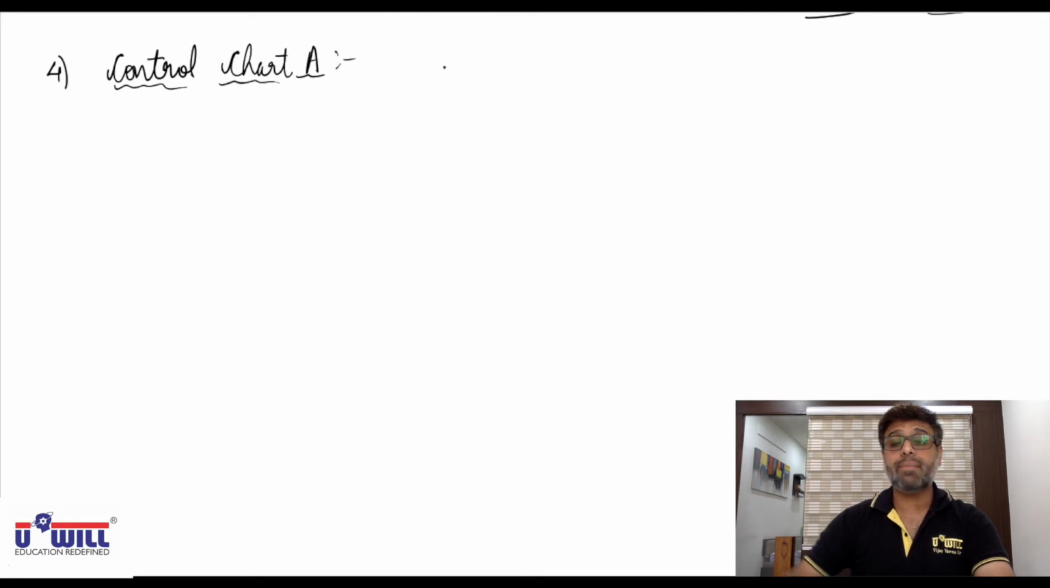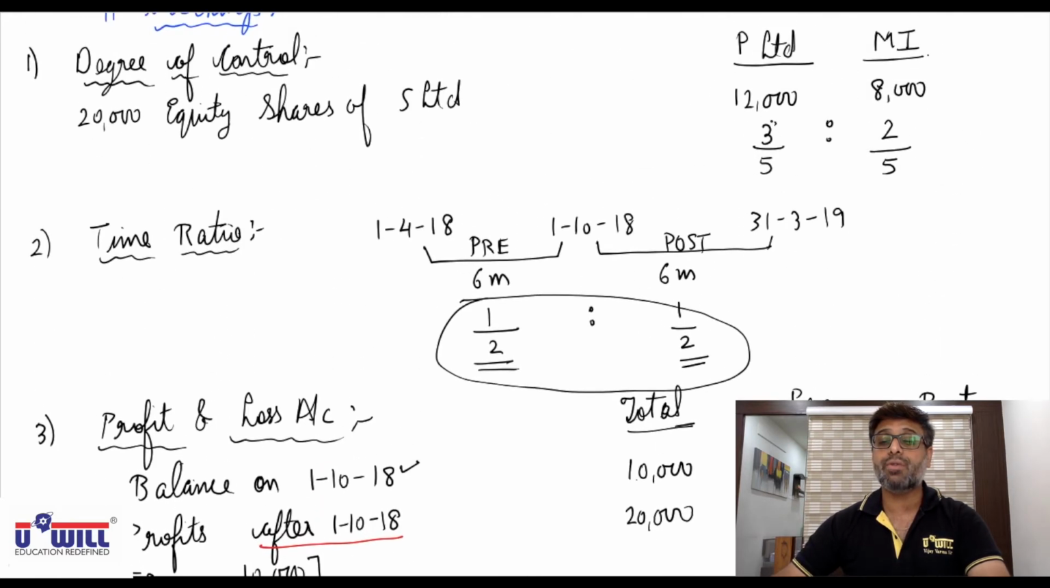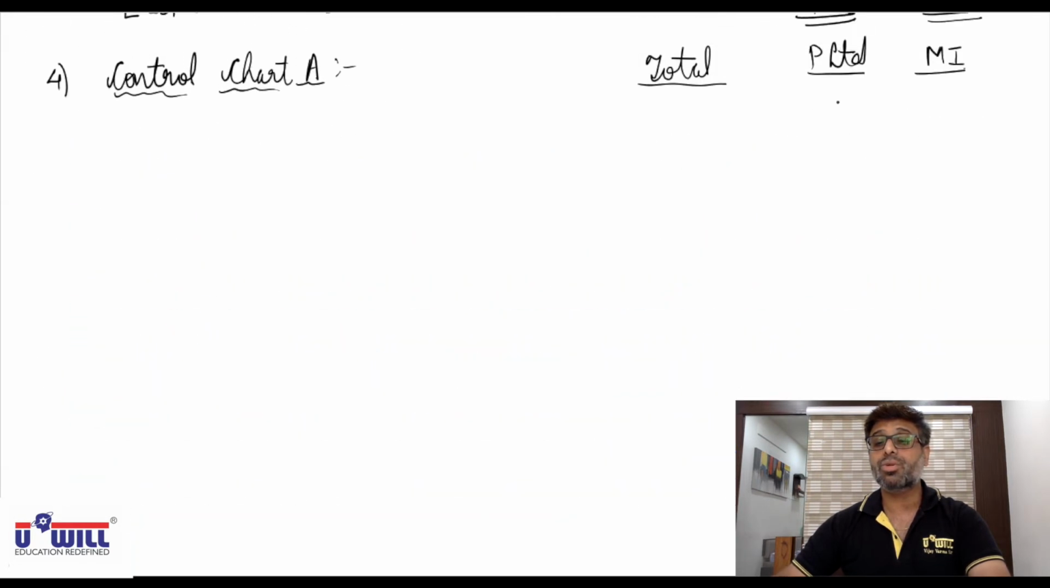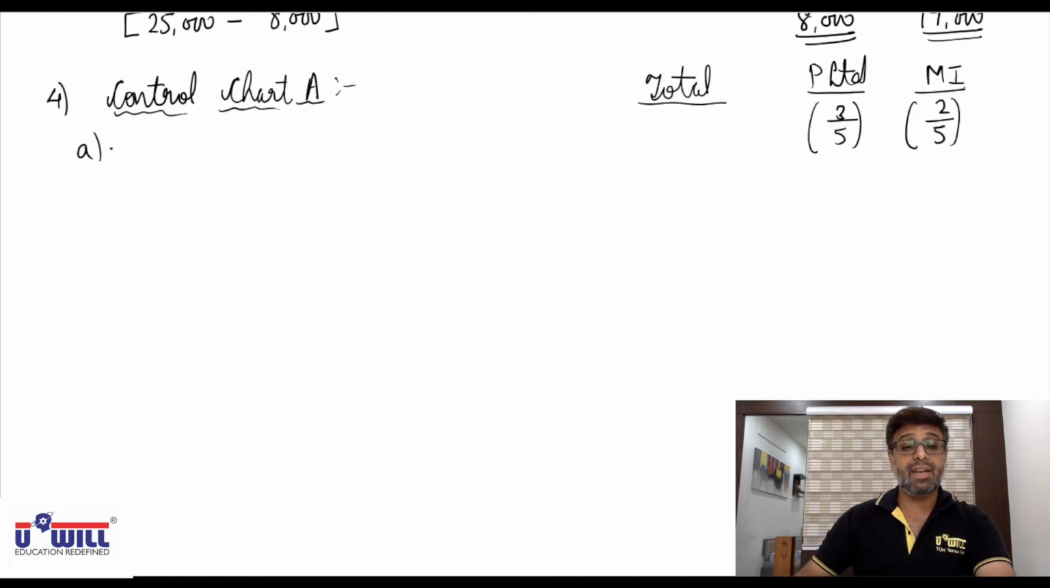So working note 4, control chart A. Three columns will come here: total, holding company P Limited, and minority interest. And in this working, all amounts will be distributed in the ratio of degree of control, 3:2. So 3/5 and 2/5. All amounts will be distributed in this ratio. First A, we will take capital profits.